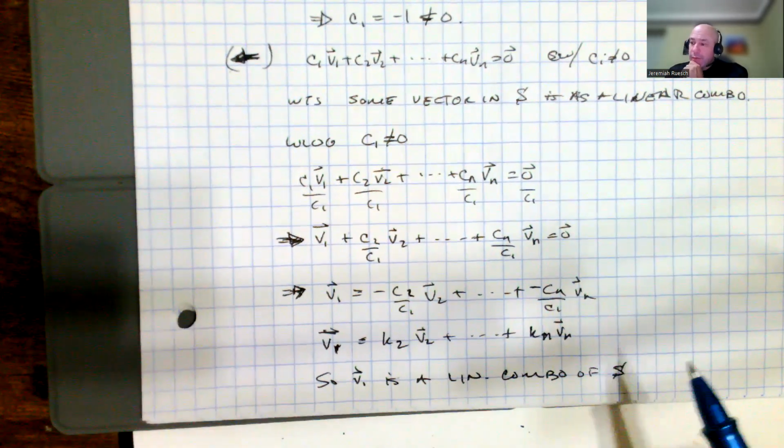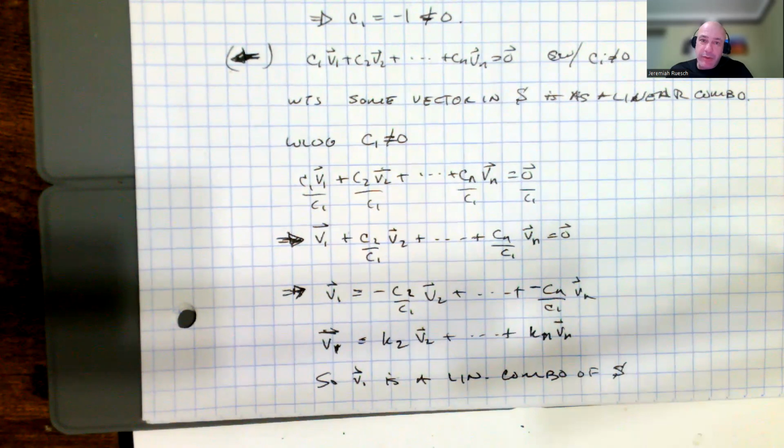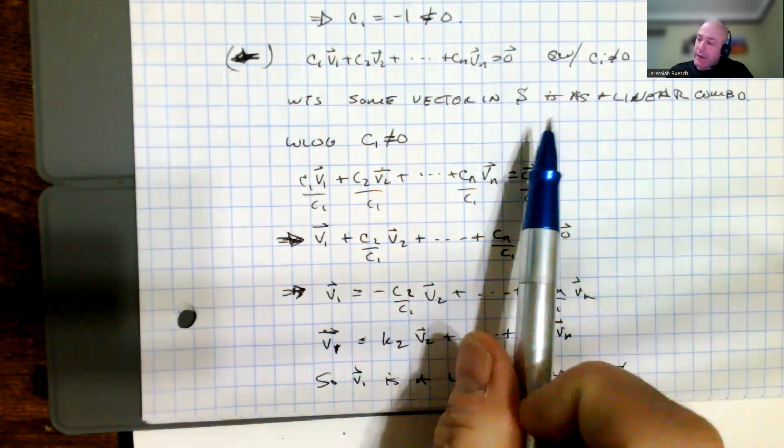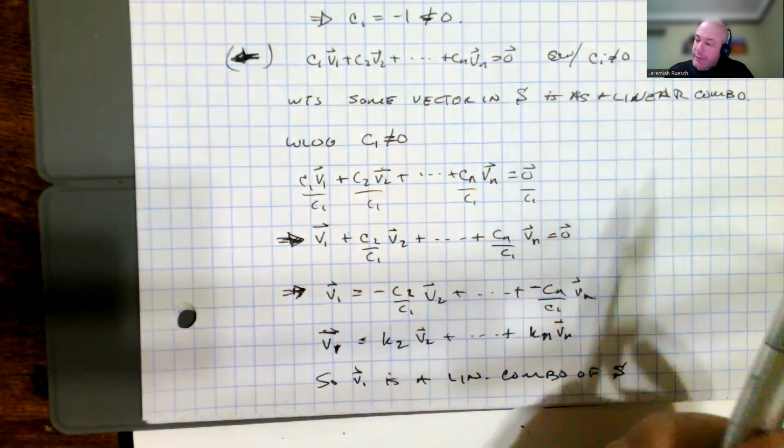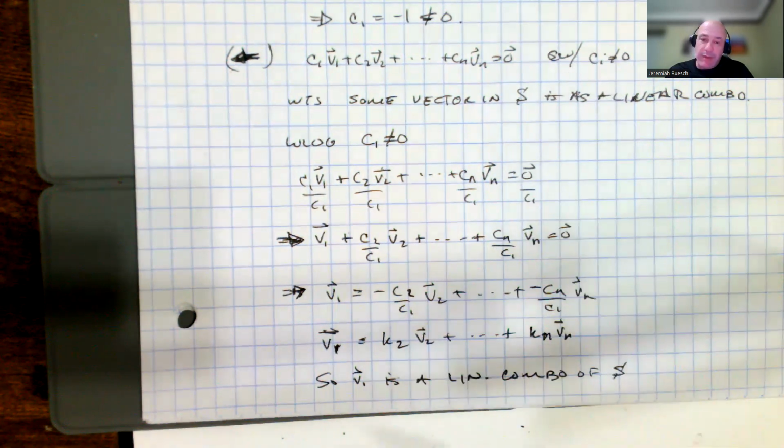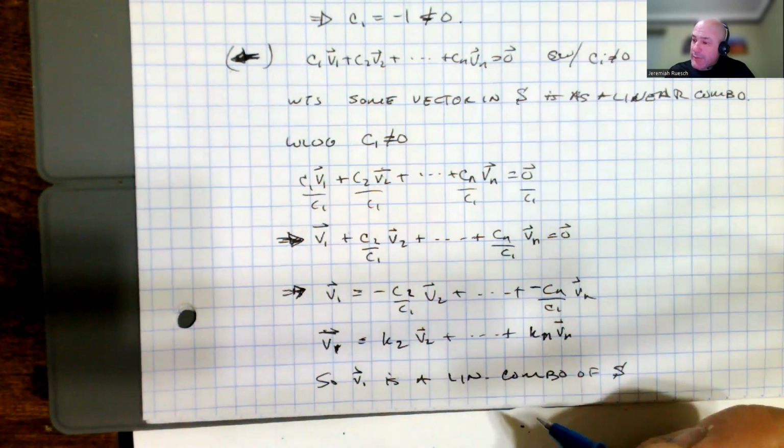That's what we were hoping to show in the backwards direction: given at least one ci not equal to 0, that vector, which we chose arbitrarily, can be written as a linear combination. So that shows both directions, and I hope that was helpful.